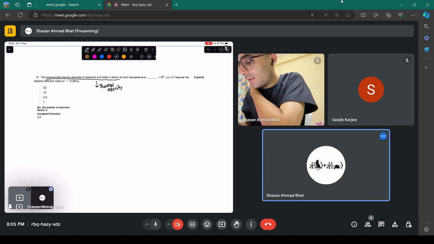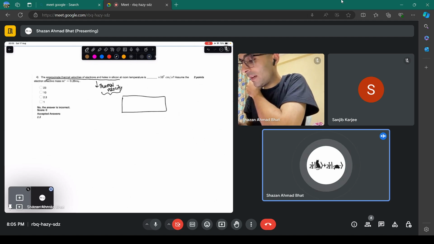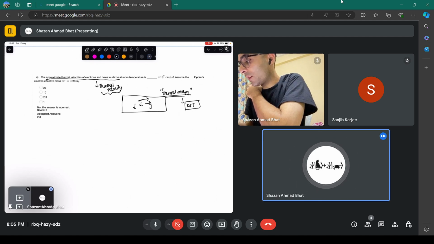Thermal velocity. Thermal velocity is the velocity with which the electrons move at a particular temperature because of thermal motion at some non-zero temperature. If you have any sample, whether it's metal or semiconductor, you have electrons going here and there because of the thermal energy, because there is energy in the environment. And this thermal energy is basically k_B, the Boltzmann constant, times the temperature.